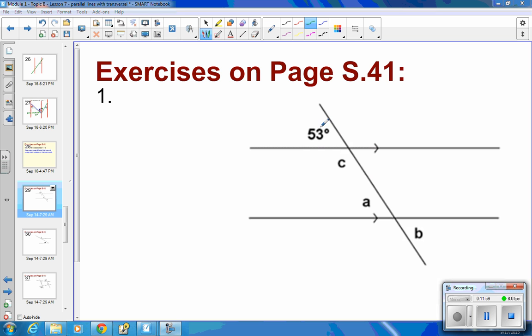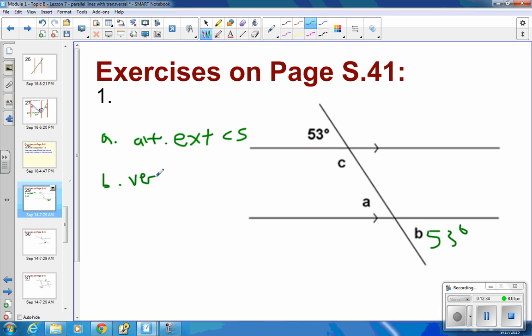So in this problem, we need to figure out how to get 53 through to C, A, and B. So working our way through the diagram here. 53 would be an alternate exterior angle to B, so this would also be 53 degrees over here. So on A, the reason for that one would be alternate exterior angles. A and B would be vertical angles, so B would be a vertical angle.